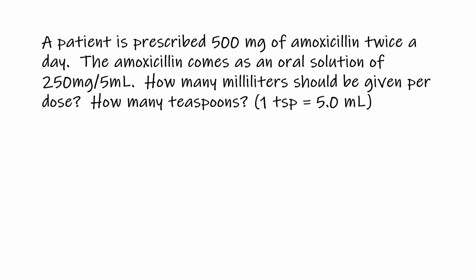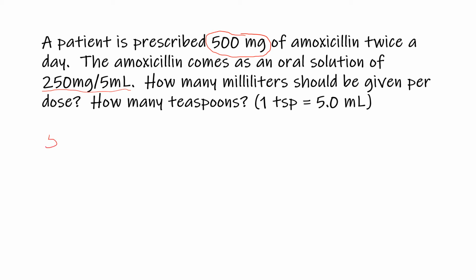Here we have a patient is prescribed 500 milligrams of amoxicillin twice a day. The amoxicillin comes as an oral solution of 250 milligrams per 5 milliliters. How many milliliters should be given per dose, and then how many teaspoons? And I've given you the equality for teaspoons to milliliters. So again, we're going to start with the amount that we're given, and the amount is our 500 milligrams of amoxicillin. That's our dose. And we want to know what volume you would be given, so we're going to use this 250 milligrams per 5 milliliters as our conversion factor.